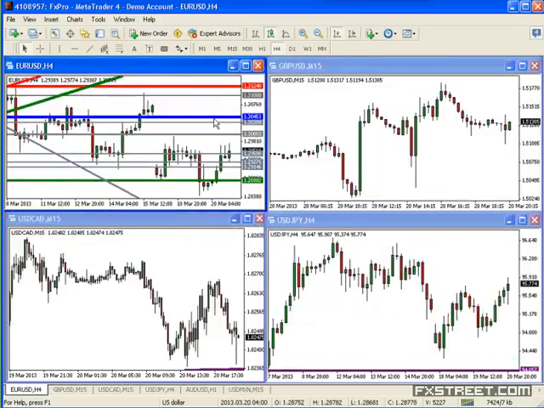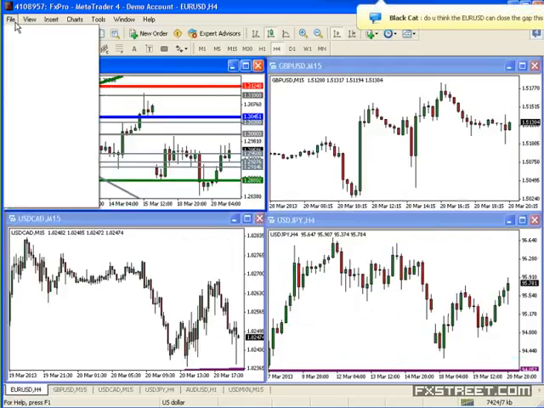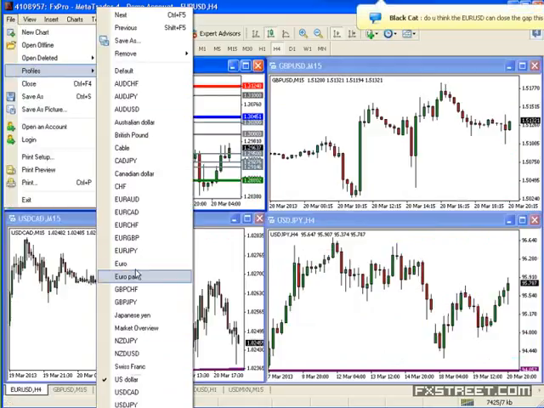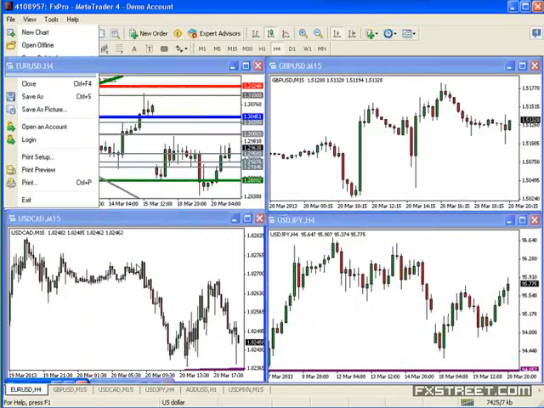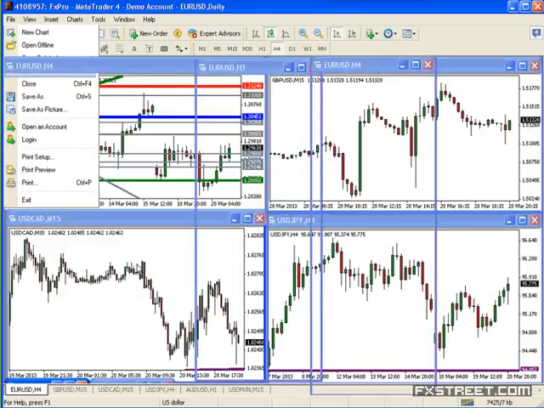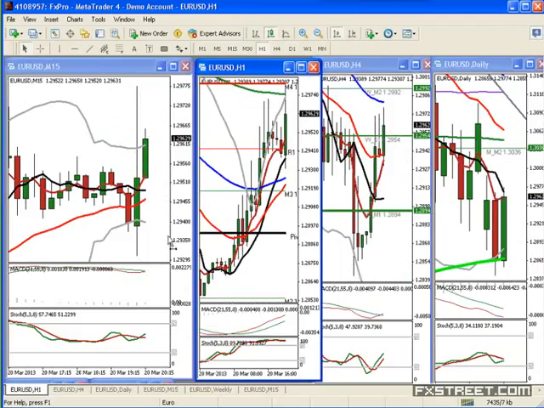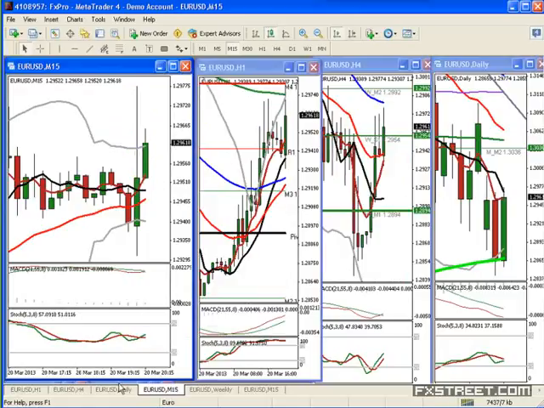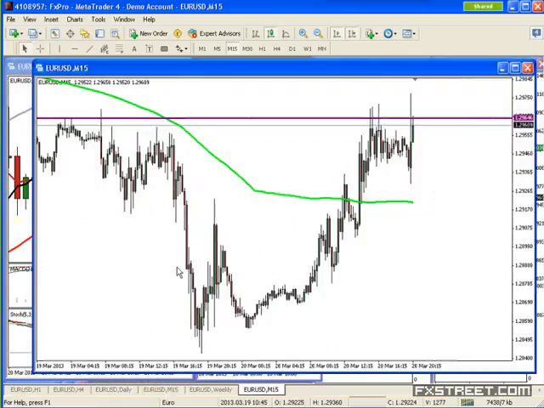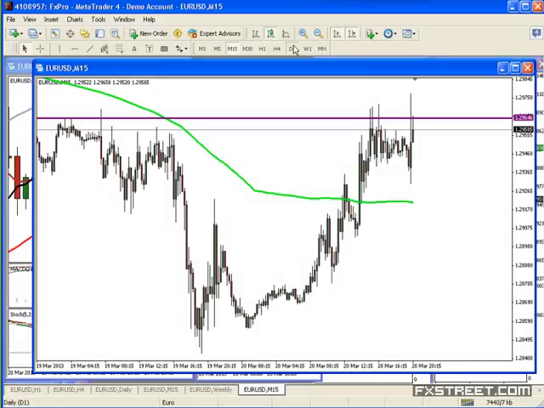Let me go back to another Euro chart. That Euro chart I showed you earlier with the 200-day moving average and the trend line. See the Euro getting green again. Okay, here's a daily chart.